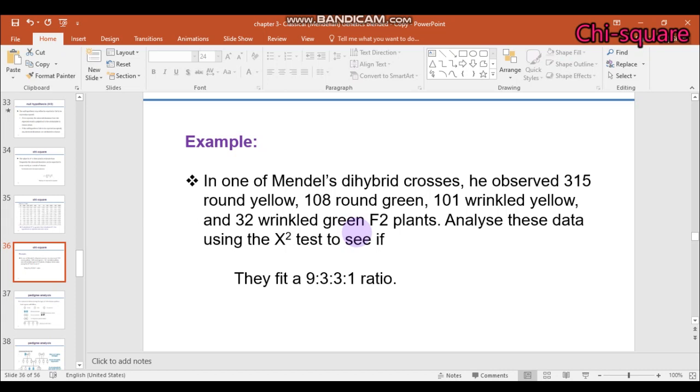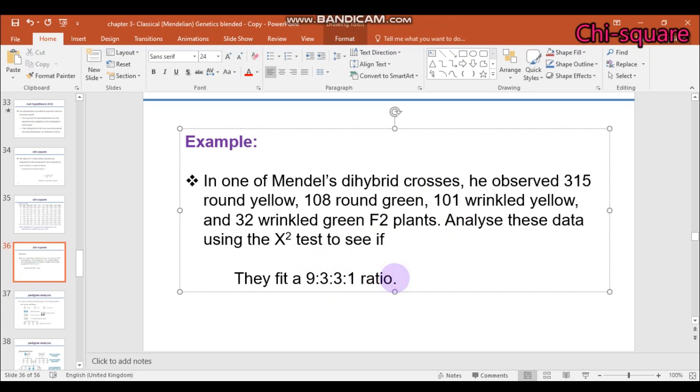And we will analyze, using this observation, whether it fits the 9:3:3:1 ratio. So if we get non-significant, or when the p-value is greater than 0.05, we conclude that both the observed value and the expected proportions are the same, or there is no statistically significant difference. So we may accept our null hypothesis and our data fit this ratio.